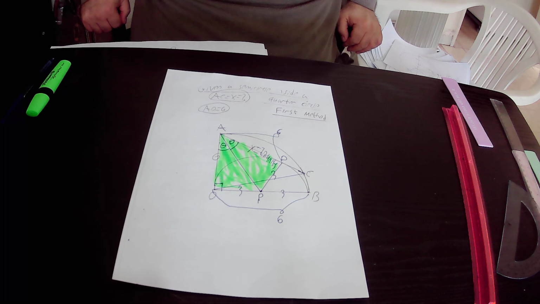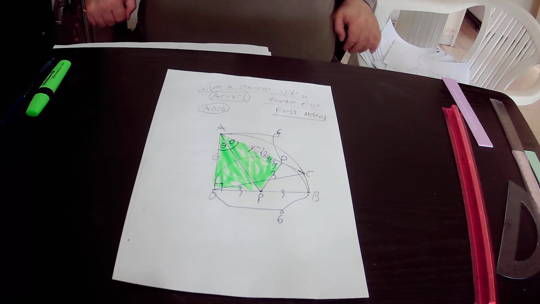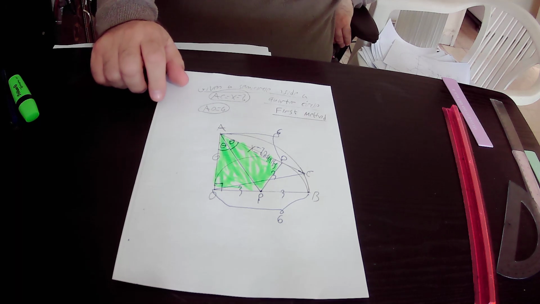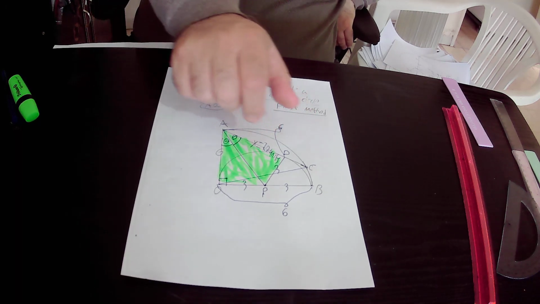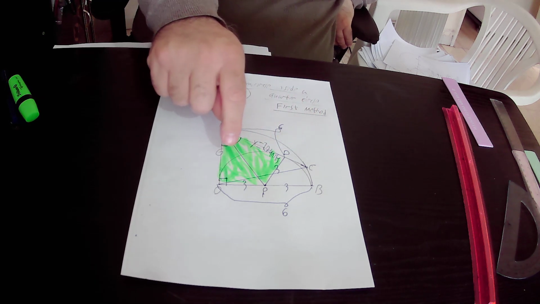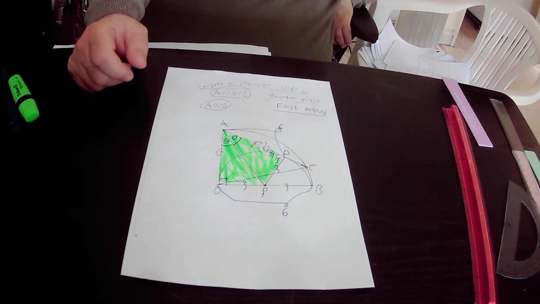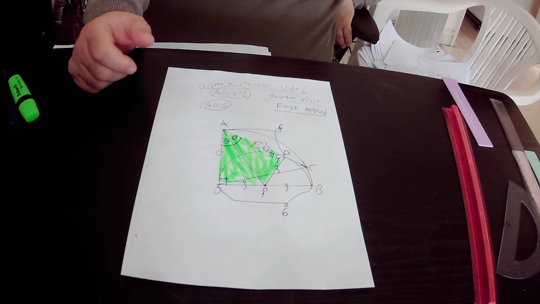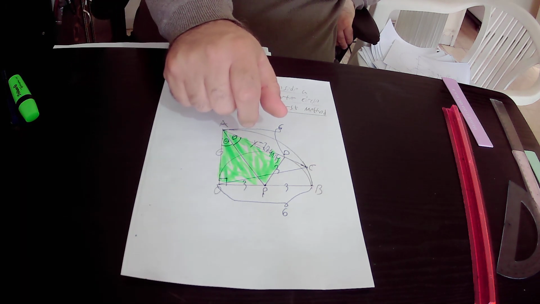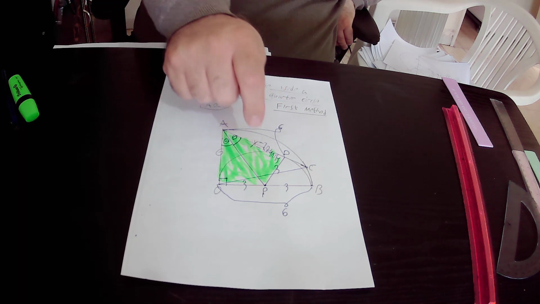But OB is not only the radius of the quarter circle, it is also the diameter of the semicircle. So we know that the diameter OB of the semicircle equals 6 units. Therefore, the radius must be half of it. That is to say, the radius of the semicircle will be equal to 6 over 2, that is 3 units.